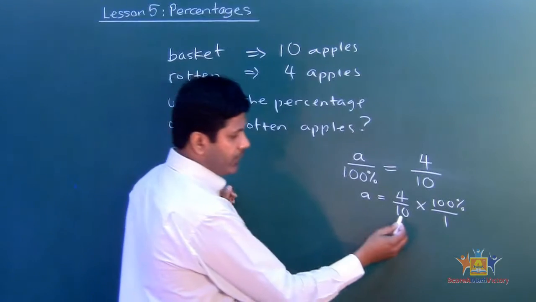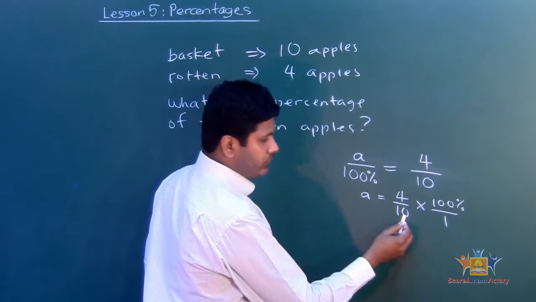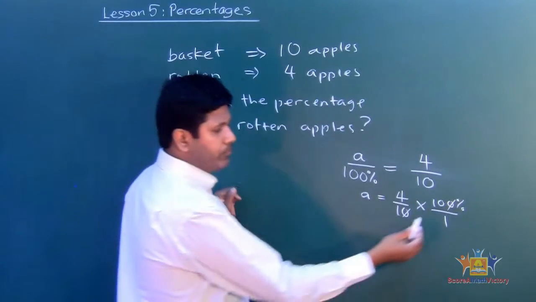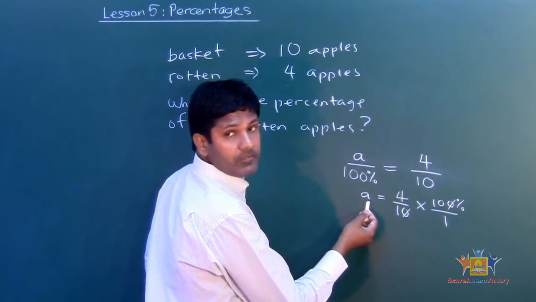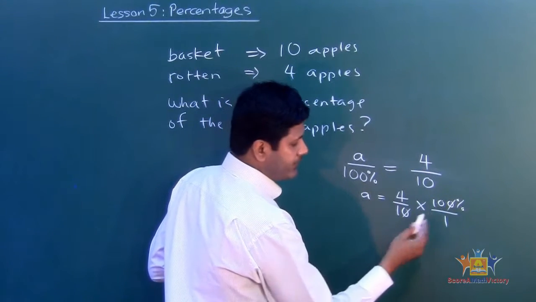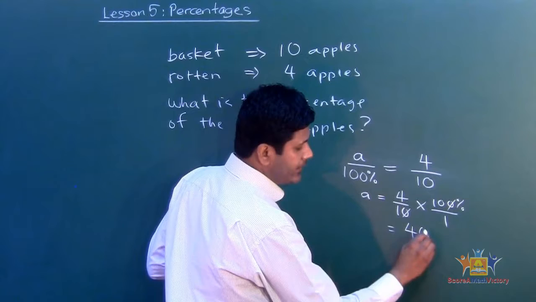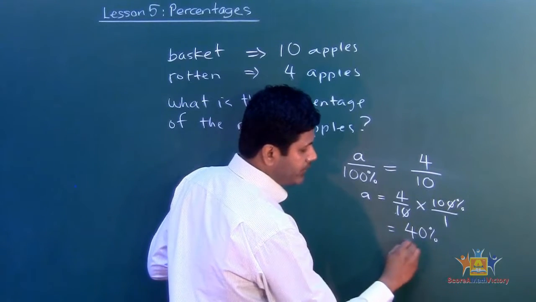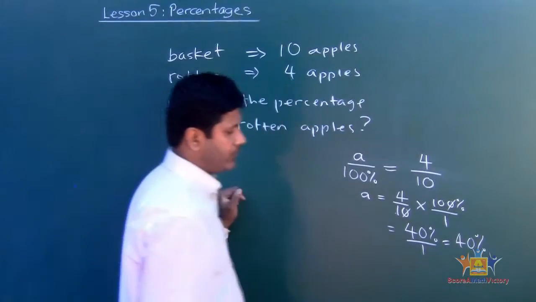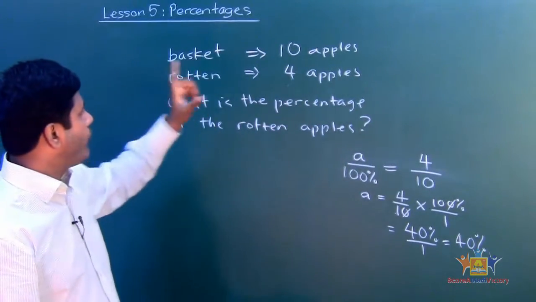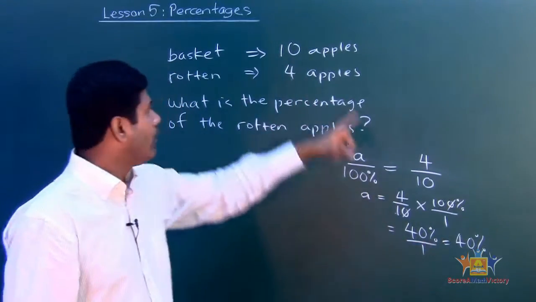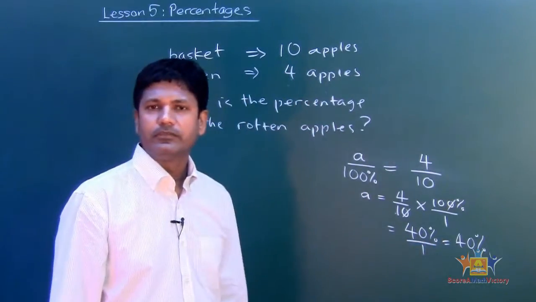So now I can simplify it. The 0 and 0 cancel out. But there is no percentage for me to cancel out, because we want the answer in the form of a percentage. So 4 times 10 is 40%. 1 times 1 is over 1, which equals 40%. So the 4 apples that are rotten make 40% of the 10 apples. See that?